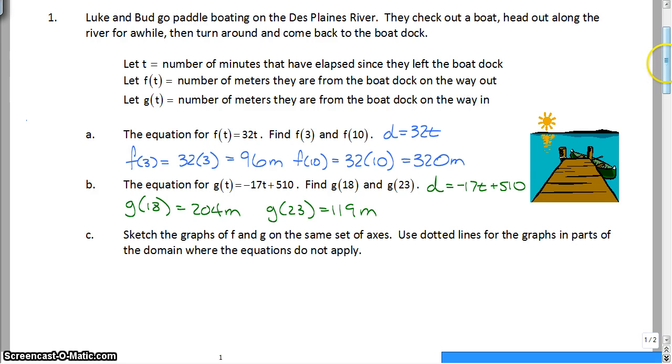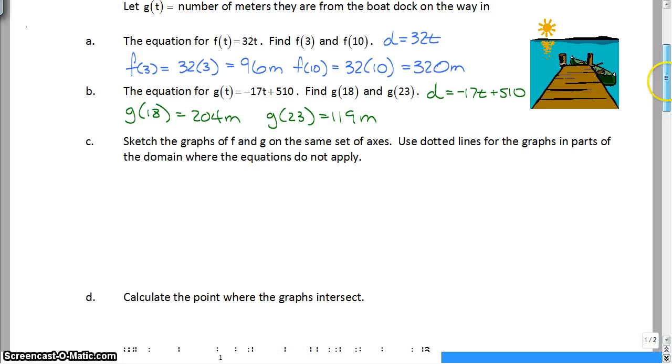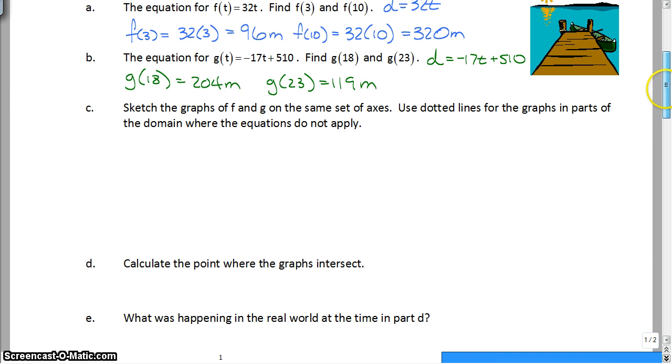Okay, so part C says that we are going to sketch. Remember, when I say sketch, it doesn't have to be perfect, but you better give me some good points. We're going to have to sketch this graph, and we're going to give some dotted lines where the graph does not really apply to this equation. So what I'd like you to do is pause for a minute and see if you can do a nice little sketch of this on your own, and then you can check it with mine.